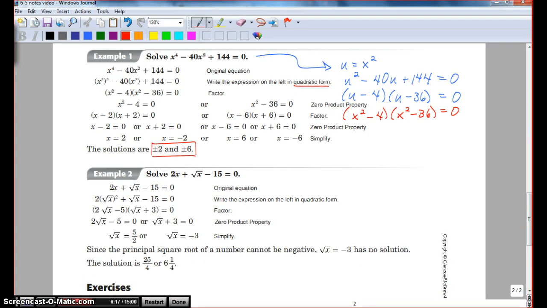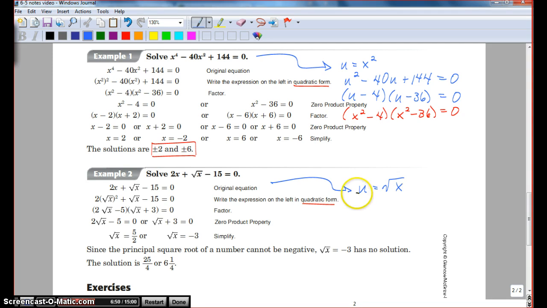Example 2. Solve 2x plus the square root of x minus 15 equals 0. So again, we've got ourselves a trinomial, albeit though not a quadratic. But if we go ahead and rewrite this problem similar to the last in that, well, we're going to identify with a quadratic, one that I will again attempt to use u substitution. So this time I'm going to actually let u equal the square root of x.